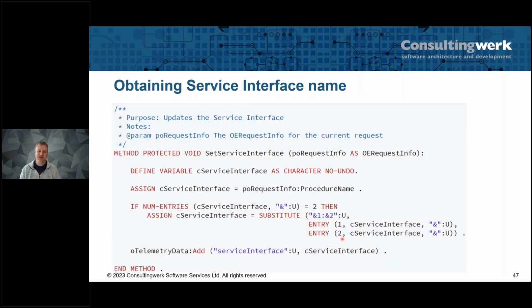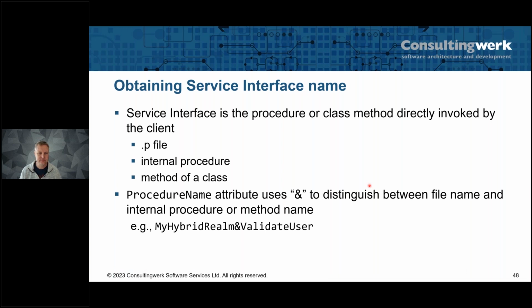Getting the service name, again, we just pull that off that request info, the procedure name. As I mentioned, that's going to be the same for web handlers. It may be the same for APSV clients as well. If it's a class that's called across the wire, it's going to have an ampersand in it, so it's going to have class name, ampersand, method name. So this just cleans it up. I've talked about this quite a bit. What is the service interface? And again, that's kind of the outermost layer of the request, the first thing that gets called by the client.